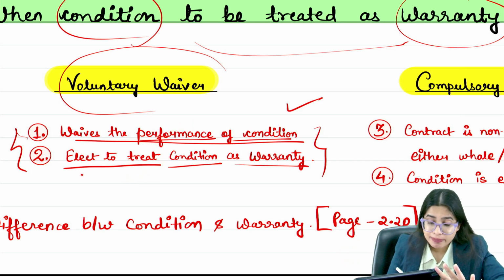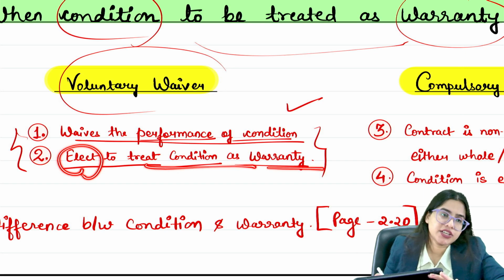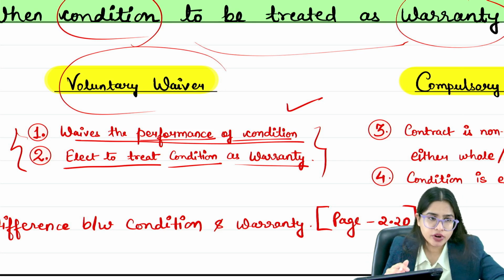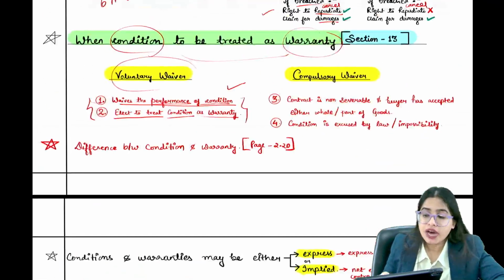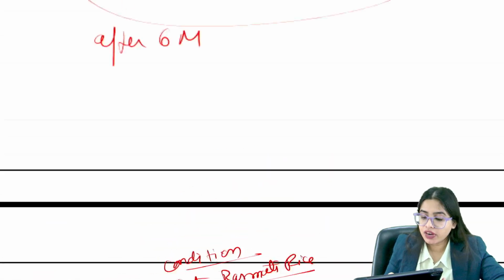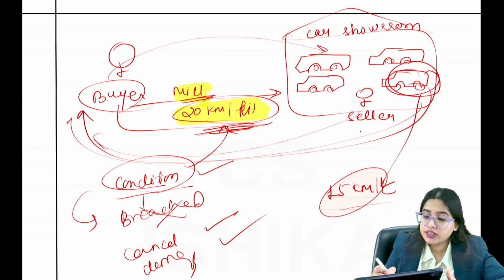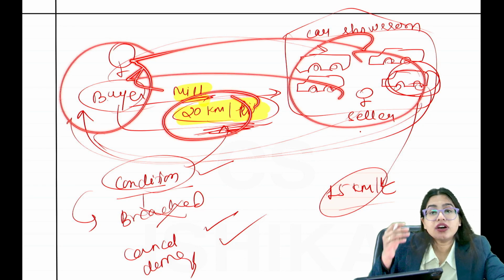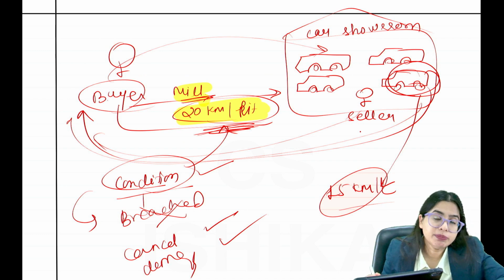Almost similar. The buyer himself elects to treat the condition as warranty. For example, the car mileage one, remember? The buyer went to the shop and said, give me a car which is giving a mileage of 20 kilometers per liter.